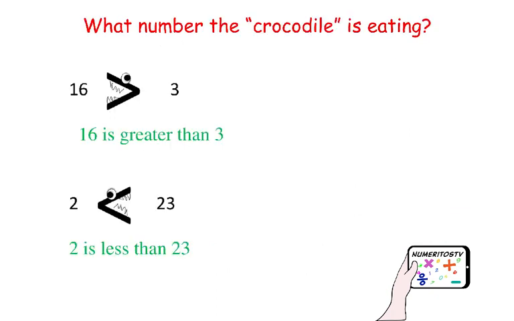So, how do we know which number is greater or less? Remember, the number that is eaten by this crocodile, by this symbol, is greater than the other number. So, if the openness of the symbol is towards 16, this reads 16 greater than 3. In the next example, the crocodile is eating 23, so the openness of the symbol is towards 23, so this reads 2 is less than 23.